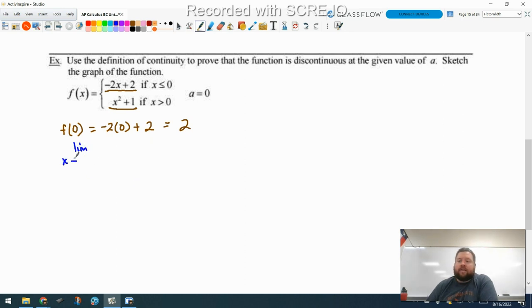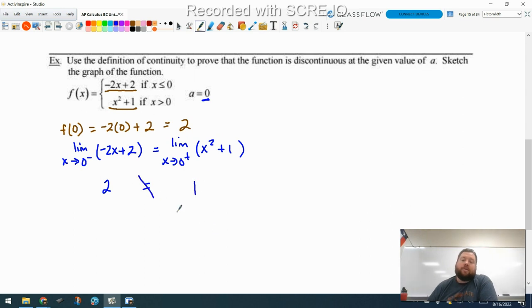All right, so the limit as x approaches 0 from the left, we use 0 because that's our point of interest in this problem. From the left would be the top function, negative 2x plus 2. And then that needs to equal the limit as x approaches 0 from the right, which is going to be the bottom function, x squared plus 1. If you plug in 0 here, you get 2. If you plug in 0 here, you get 1. So those limits are not equal. Go up here and put not equal. So the limit as x approaches 0 of f of x does not exist.